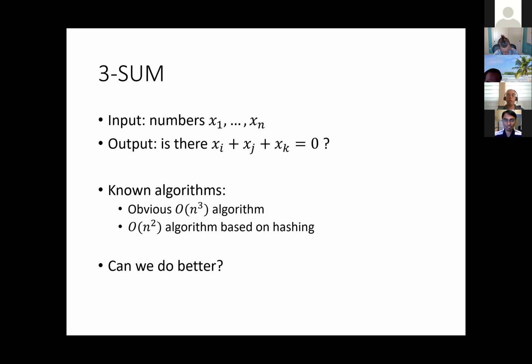So you can ask, well, can we do better? And also, why should we care? I mean, this seems like an interview type problem, right? Why should we care about this sort of innocent looking problem? Why should we care about improving quadratic time here?